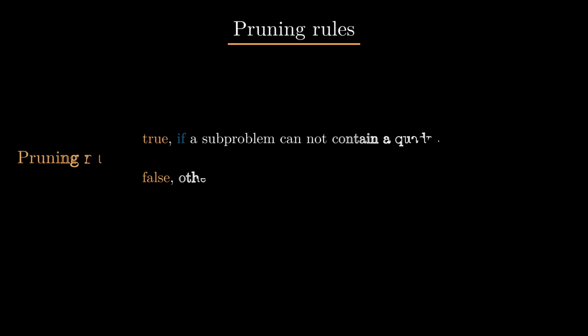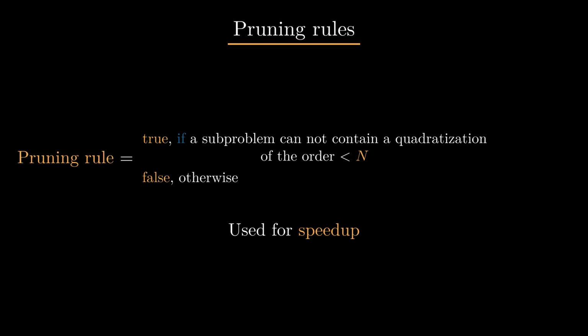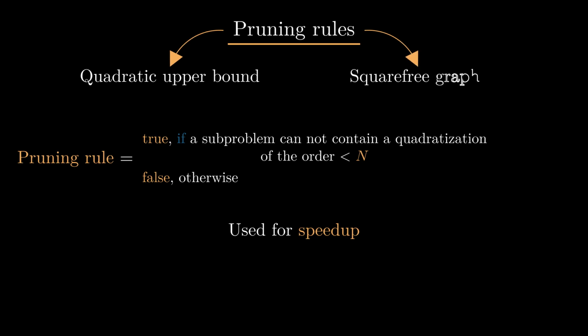We define a pruning rule specification as a Boolean function which is true if the problem cannot contain a quadratization of order less than m. Pruning rules can significantly speed up the algorithm, and we present two rules that substantially do it. The first one is a rule based on deriving a quadratic upper bound, and the second one is based on square-free graphs.